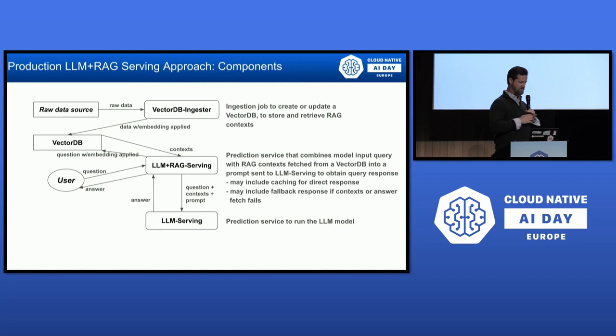All right, let's take a look at some of the different components for our reference architecture. Up at the top, we've got our ingestion job to create and update our vector database. The vector database can be a lot of different solutions for that. Towards the middle, we've got our prediction service that's combining the model input and query with RAG context. We've got the user interface over here on the left, and then we've got our LLM model serving at the bottom.